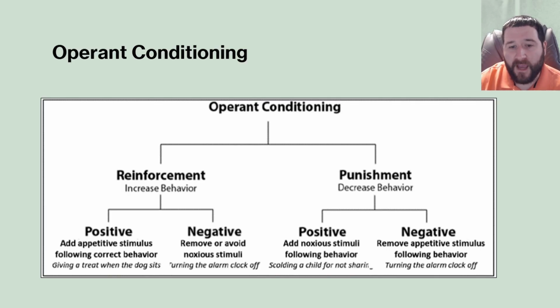Okay, on the flip side, we have positive punishment and negative punishment. The idea here is that we're either adding or removing some stimulus so that way we can decrease the behavior. Okay, so positive punishment might be giving a student feedback on something they're doing that they need to maybe do less, okay?